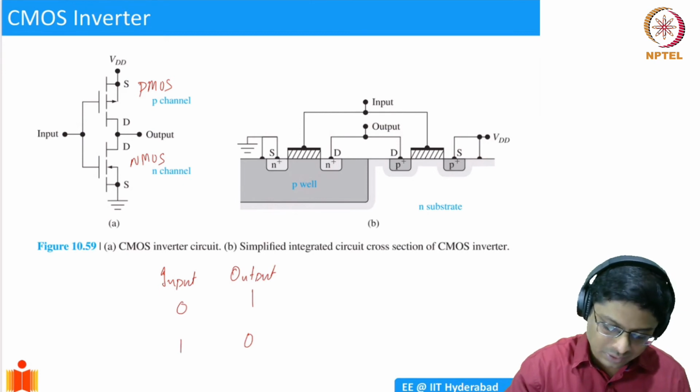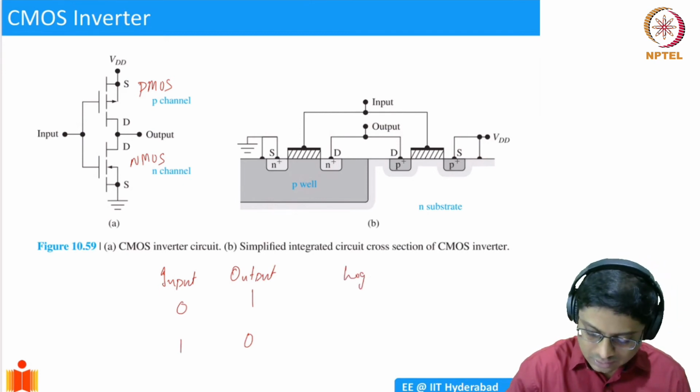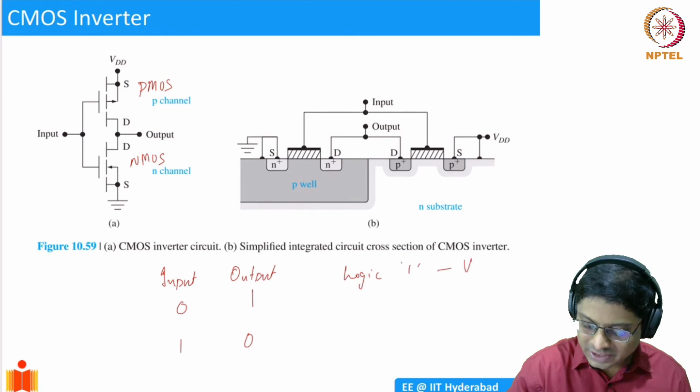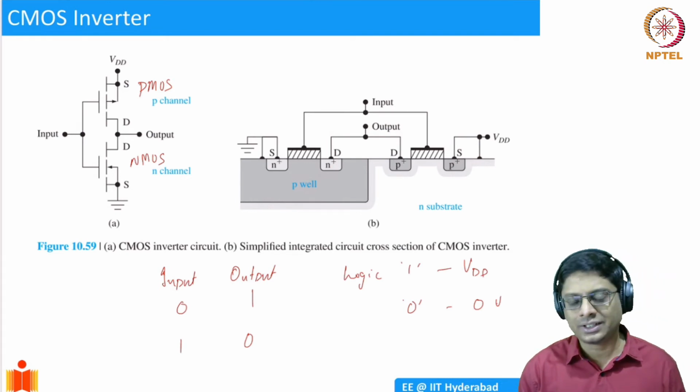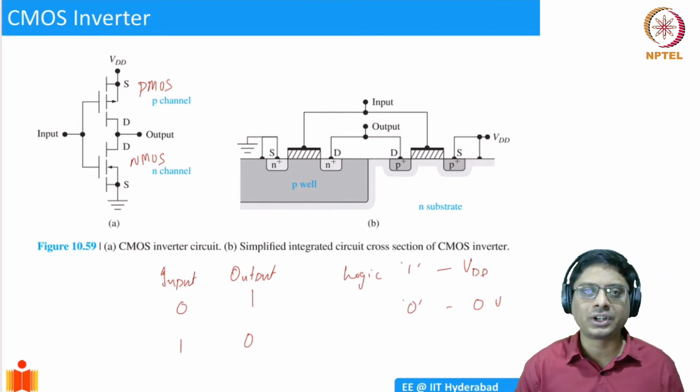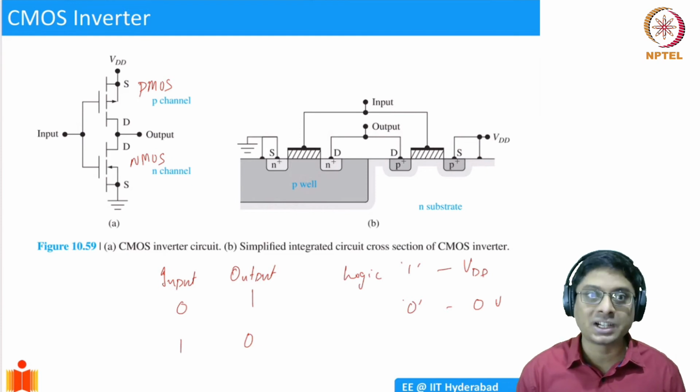What does 1 mean? Logic 1 means VDD, the supply voltage. Logic 0 means 0 volts. This is the electrical equivalent. We are just referring to it as 1 and 0. That's a Boolean representation of the voltages, right? Physically, it has to be the voltage.